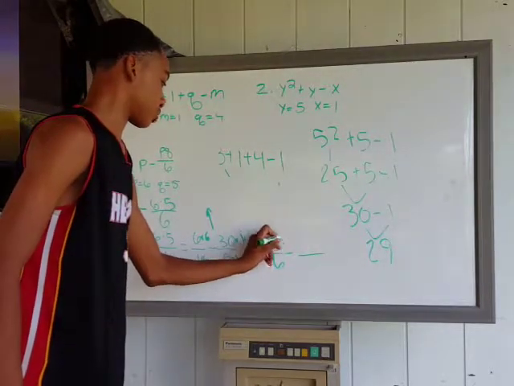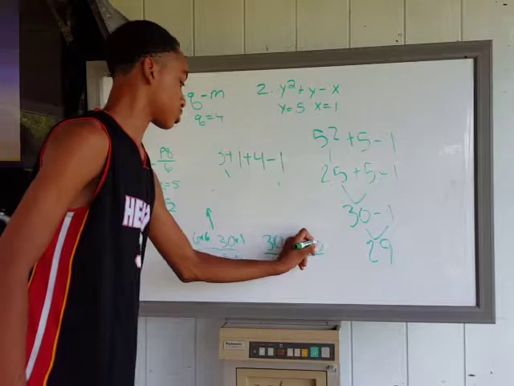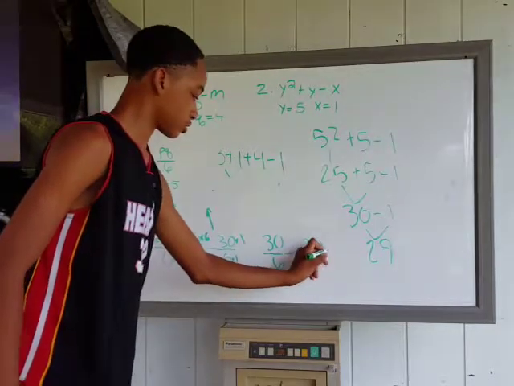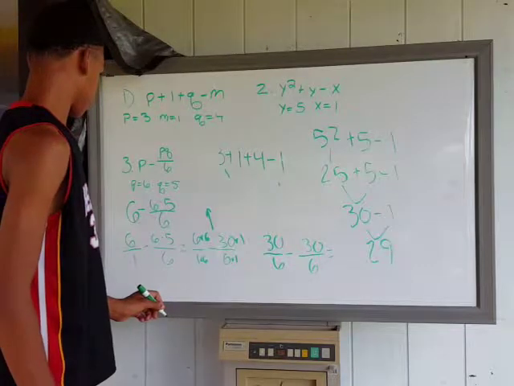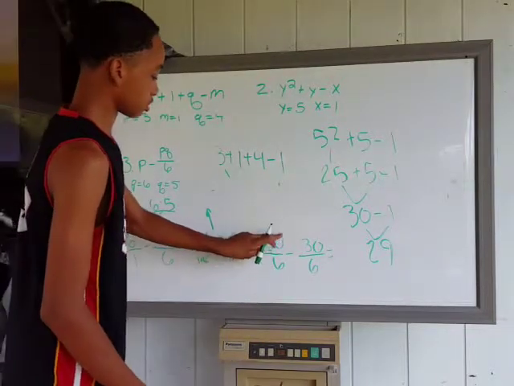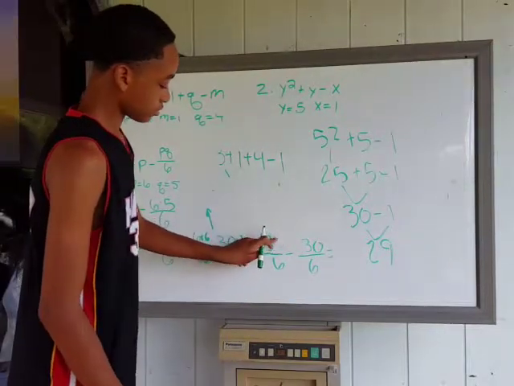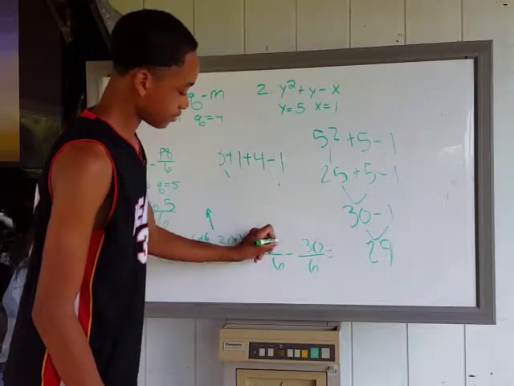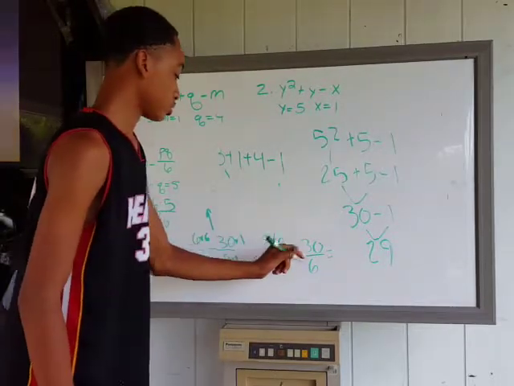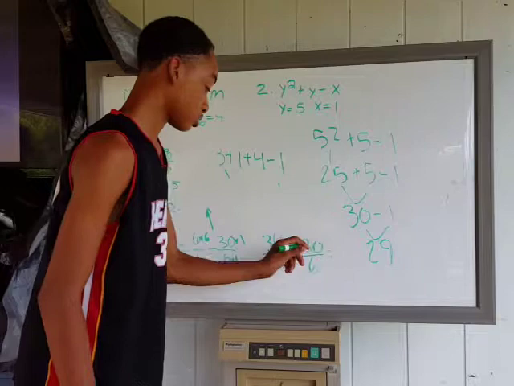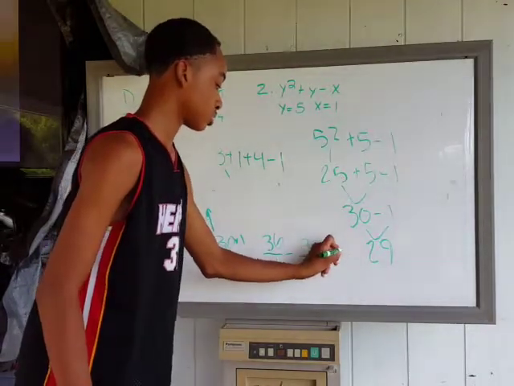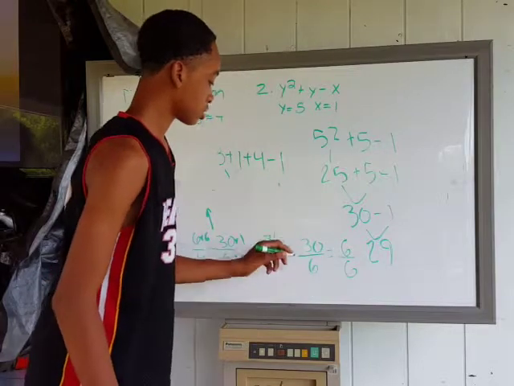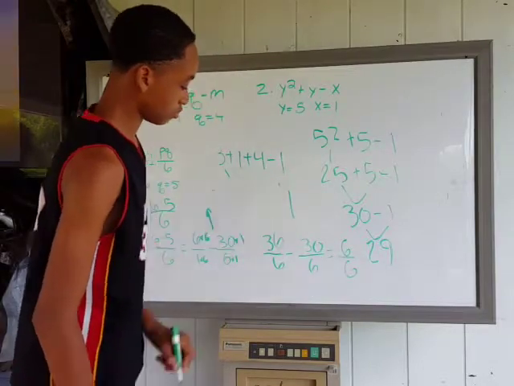You will write 30 over 6 minus 30 over 6. The denominator is going to stay 6. Oh no, 36 over 6. And so now you do 36 over 6 minus 30 over 6, which will equal 6 over 6, and the answer is going to be 1.